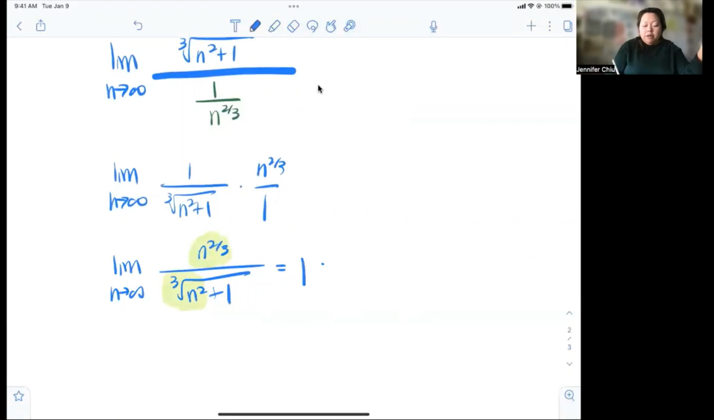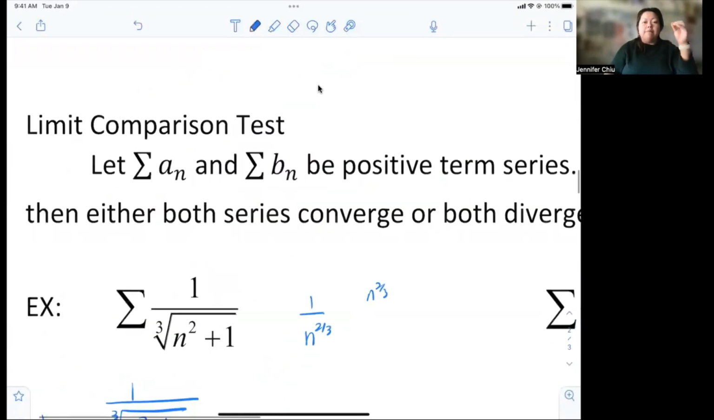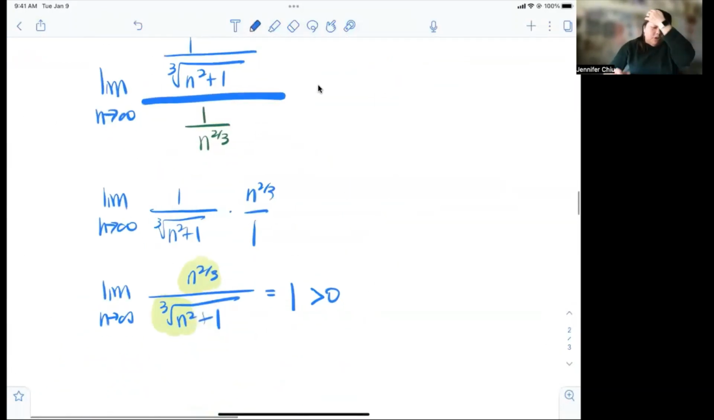So is this number greater than 0? Yes, I have an answer. So because it is greater than 0, this is going to have the same behavior, top and bottom. So now I got to figure out what was the behavior of this, right? Because then if I know the behavior of that, then I can conclude the behavior of the function above, which is the series I'm looking for.